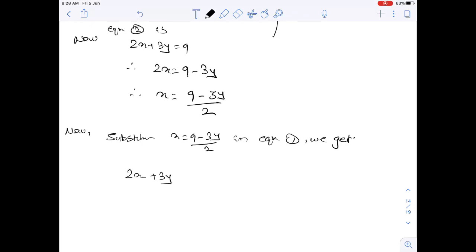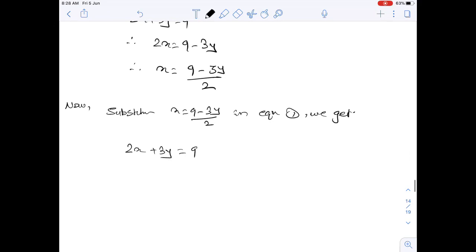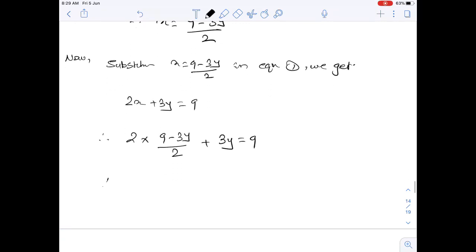2x plus 3y equals 9. Therefore, now wherever x is there, we have to make use of the value (9 minus 3y) upon 2. So 2 into (9 minus 3y upon 2) plus 3y equals 9.